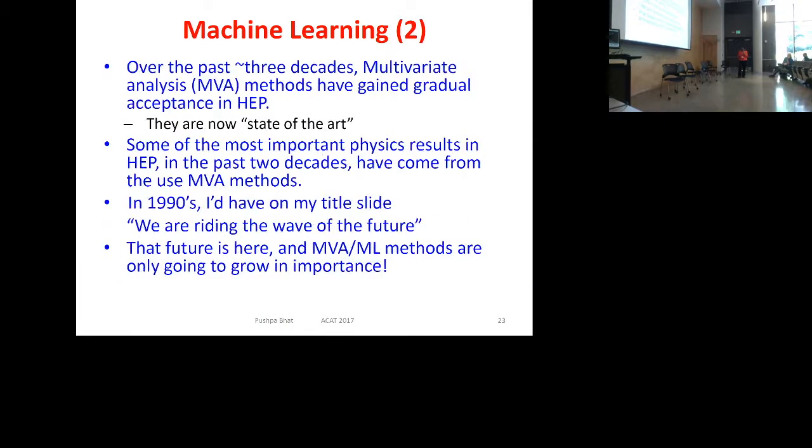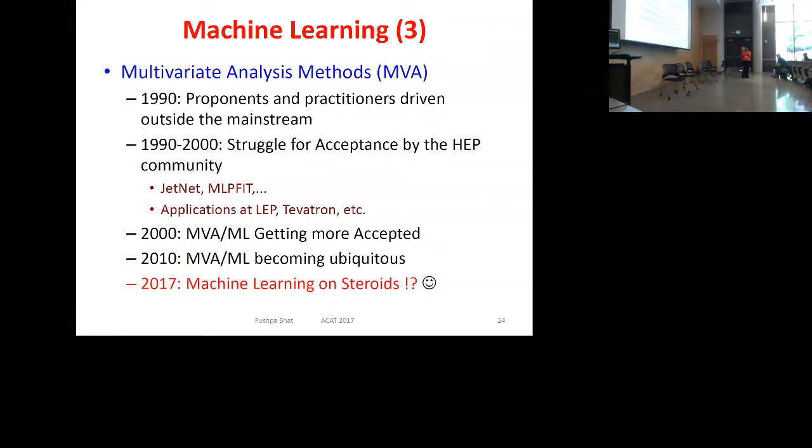So over the past 3 decades, multivariate analysis methods have gained gradual acceptance in HEP, and now they are state of the art. Some of the most important physics results in HEP have come from the use of these methods. In the 1990s, I would say in my title slide, we are riding the wave of the future, and now the future is here, and these methods keep growing in importance, and they will be much more important as we get more data and as we approach more complex and challenging situations.